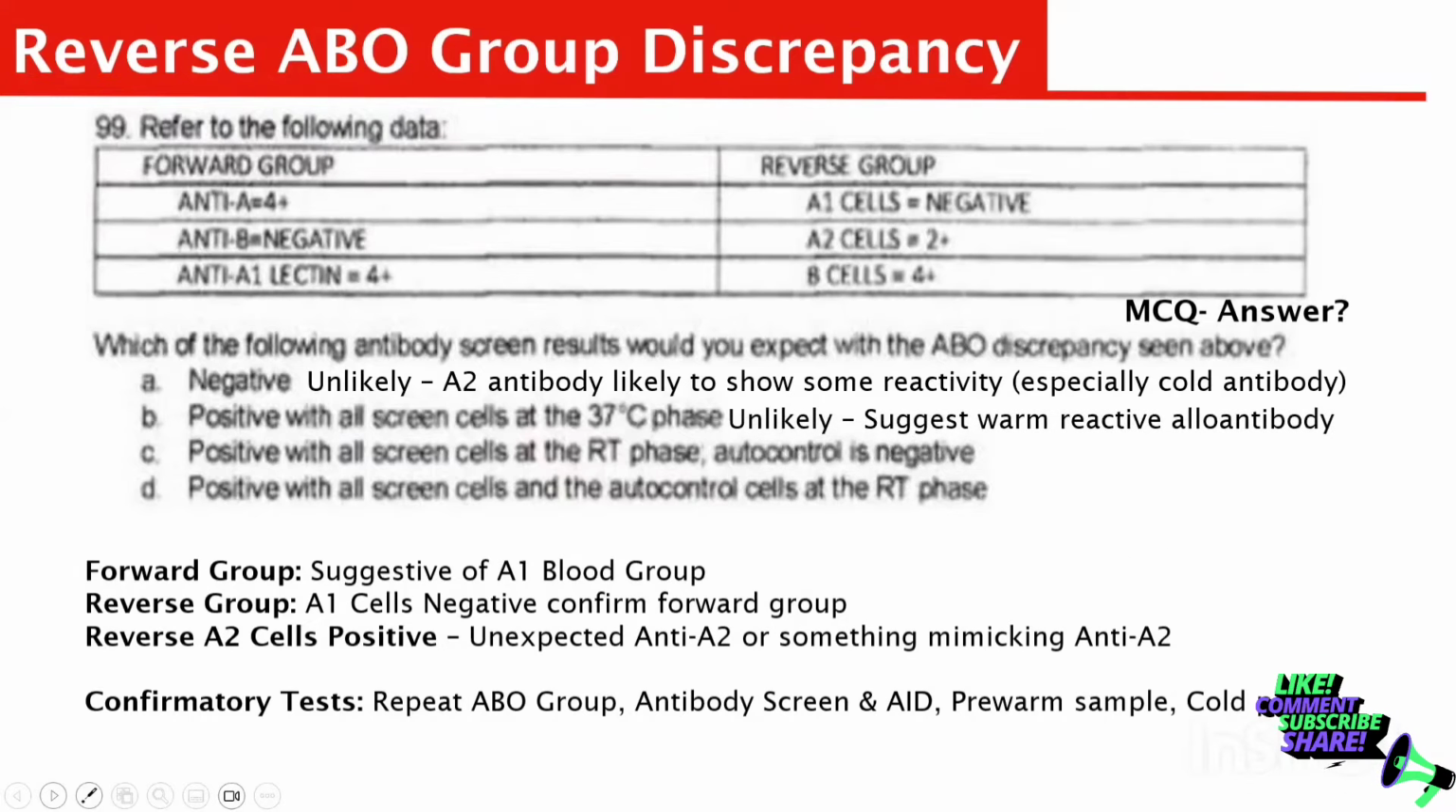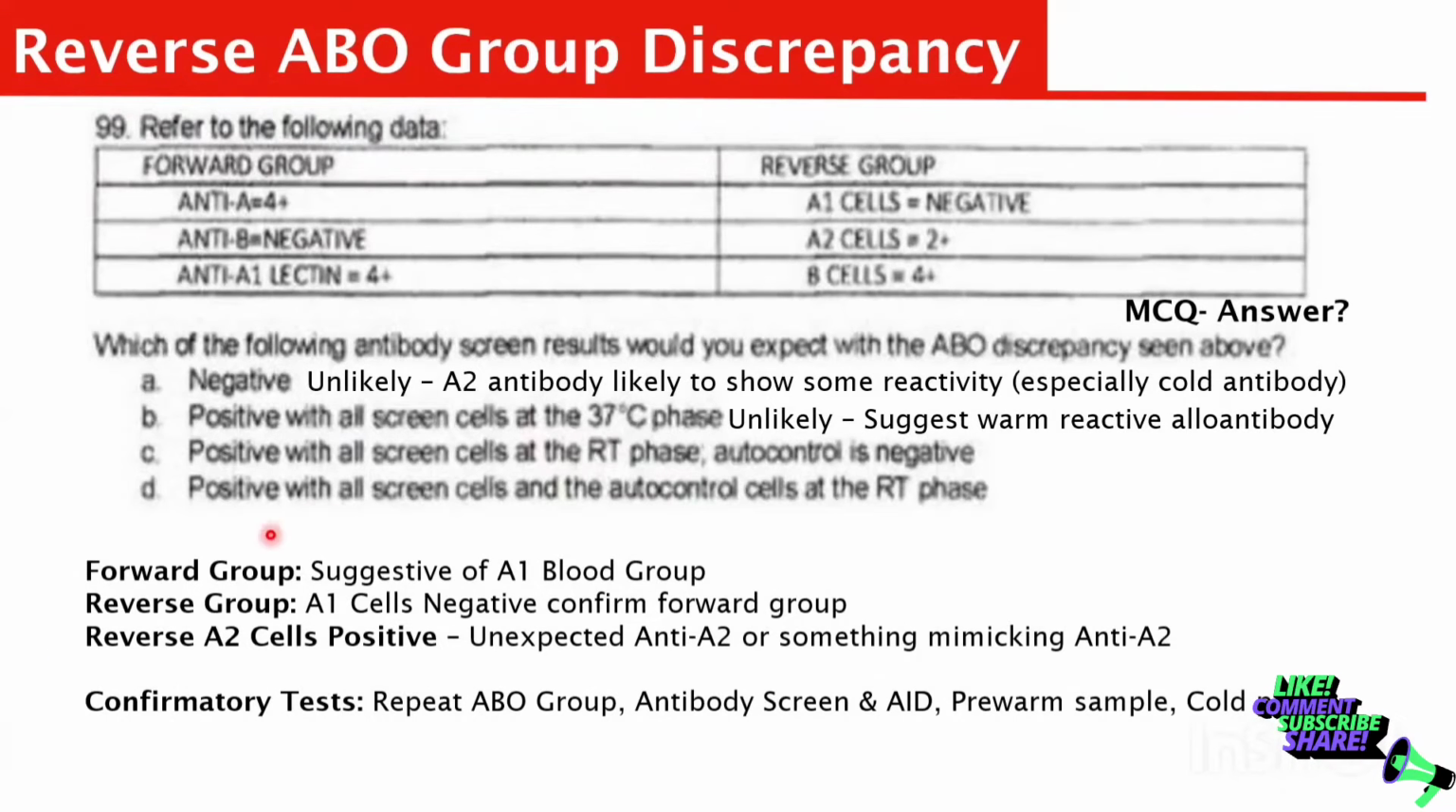Now B, I also say I won't go with B. The reason is this: they say positive with all screening cells at 37 degrees. I had already told you that A2 cells are more expressed, more active at lower temperature. So if you are getting a result that is all positive at 37, I doubt if it is A2 antibody. I doubt if that is the case.